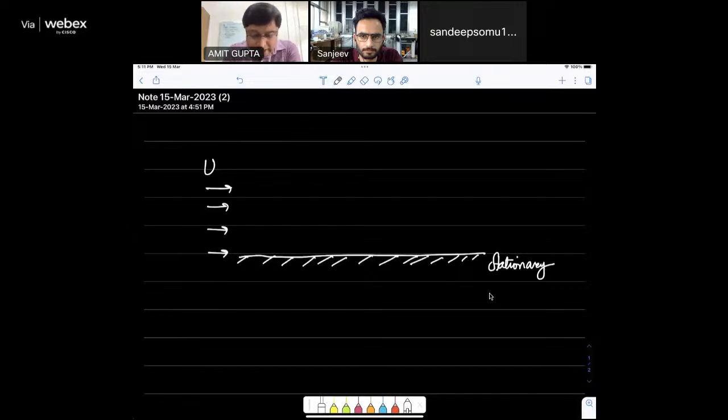Okay, so what we expect in this case is that, if the surface was not there, this flow will go from left to right without any change. You will see the same profile, right? It will just pass through.